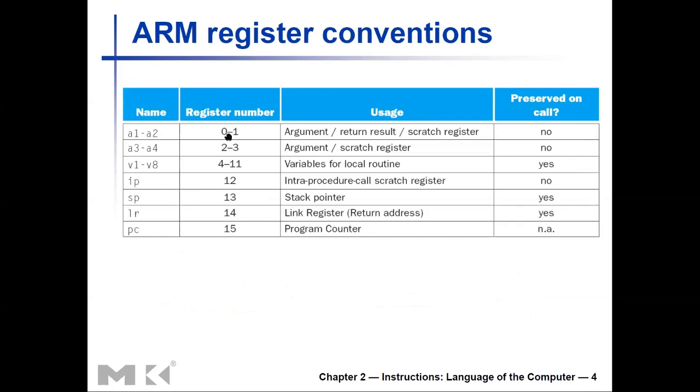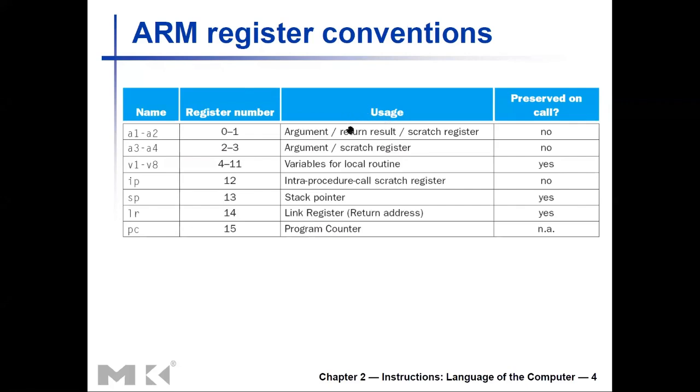Can you see this, 0 to 1 and 2 to 3? We have the usage of these four registers. What it mentions is you can use them to pass arguments. That is why you have the usage as argument. So the convention is to use these four registers to pass arguments to functions. So you are loading these four registers with the arguments you need to pass to the function.